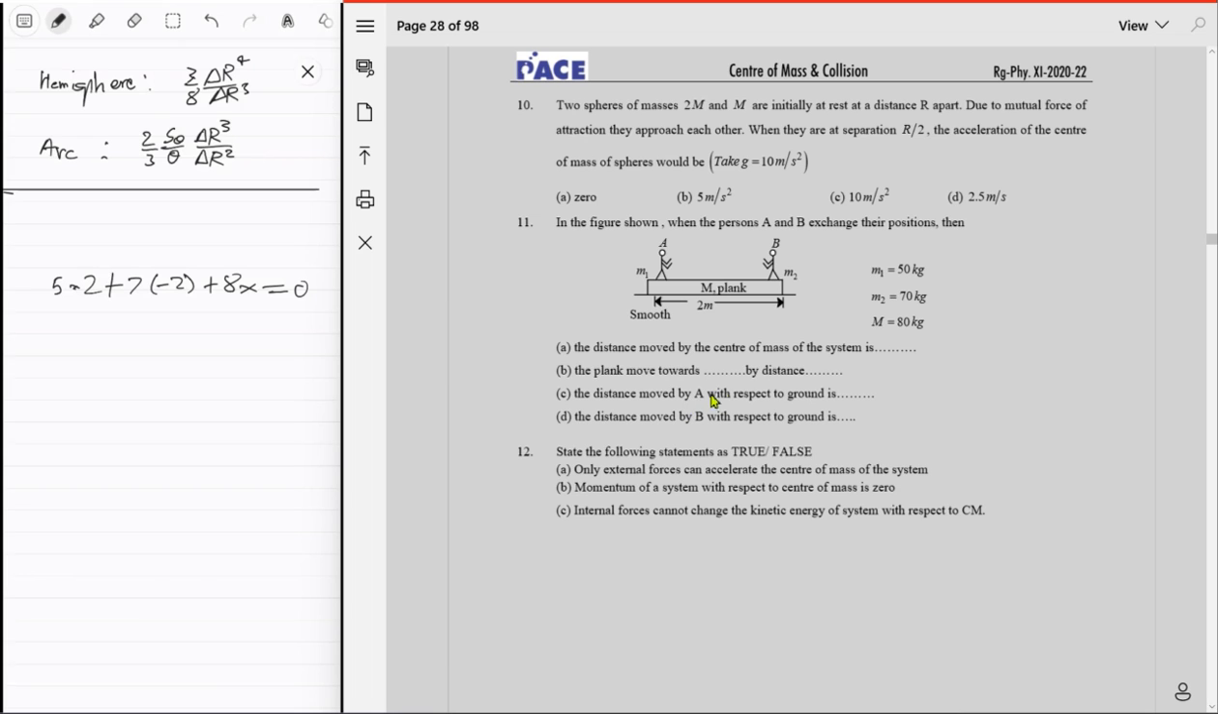Distance moved by A with respect to ground is, oh shit.